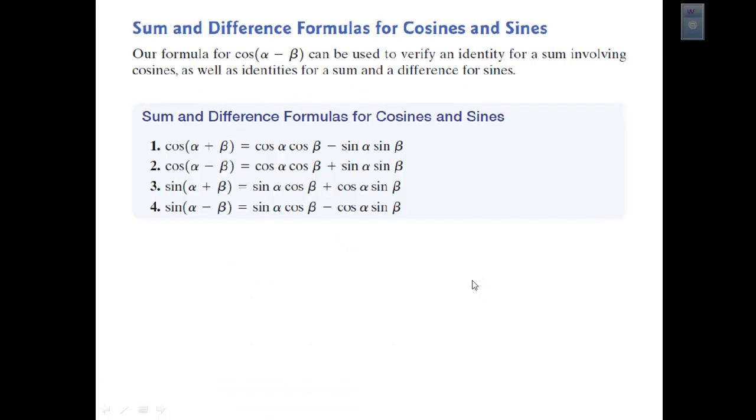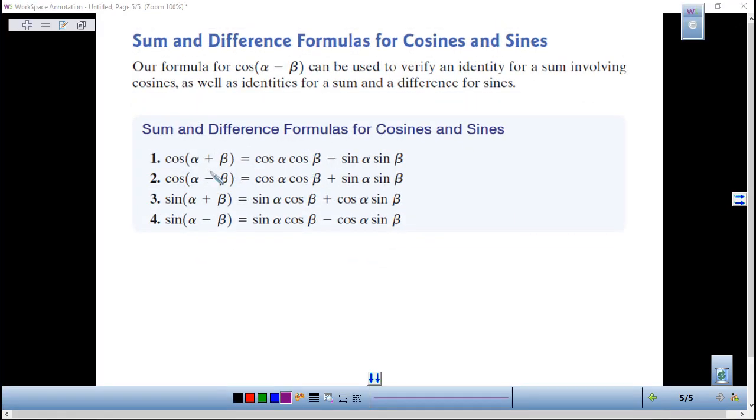Now, here are all the equations for cosine and sine. Notice we have both sum and difference formulas for each. You're not going to have to remember these. I'm going to let you have these on the test. I'll probably write them on the board. But there is a quick and easy way to remember this.